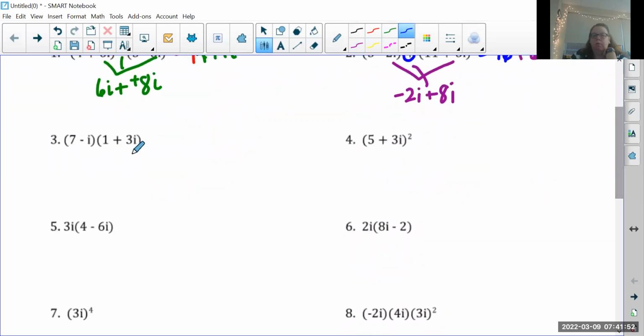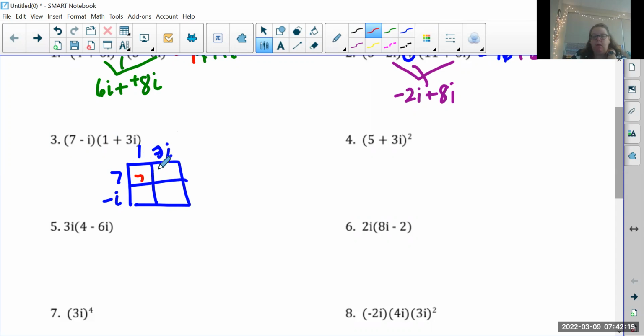All right, and now we're moving on to multiplication. Whenever we have a complex times a complex, that's when we have to use the box or FOIL. It's not an option. I know a lot of you ask me, do we have to use the box? Well, you could FOIL, but it's still the same process. You have to multiply everything by everything. So 7 minus i goes on one side, 1 plus 3i goes on the other, and then you're multiplying.